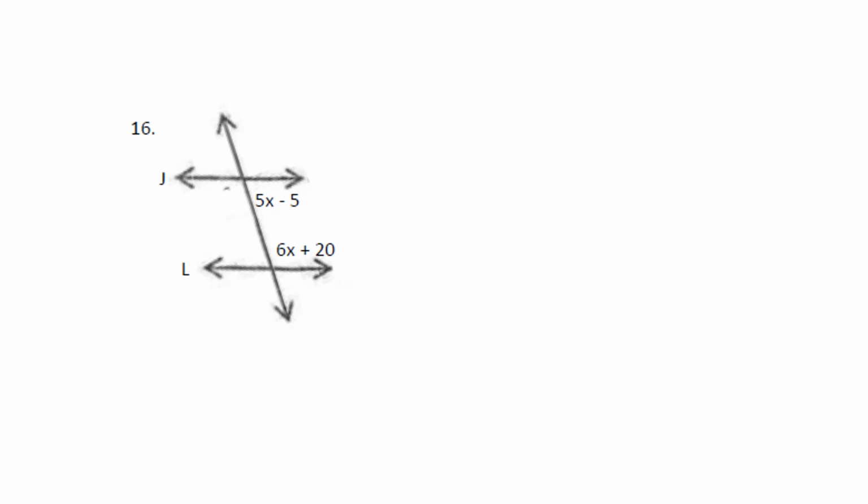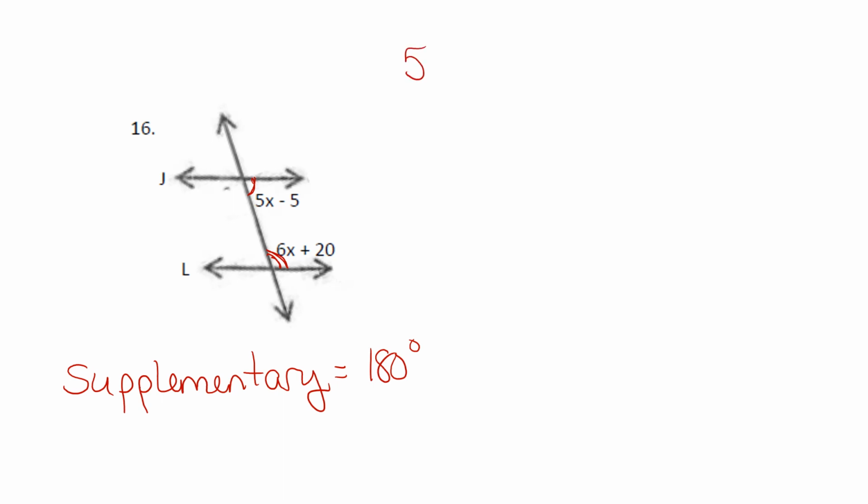Number 16. Notice that our angles are both on the inside of the parallel lines, and they're right across from each other. This is an acute angle. This one is obtuse. So we know that those two angles together, if you have an acute angle and an obtuse angle, they are supplementary. So we know those two angles have to add up and equal 180 degrees. So we're going to take our first angle of 5x minus 5. We're going to add it to the second angle of 6x plus 20. And those two together should equal 180 degrees.